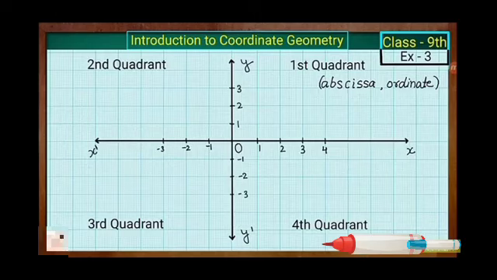When these two lines intersect each other, they make four sections. These are called the quadrants. This is the first, second, third and fourth quadrant. You can see here, first quadrant, second, third and fourth quadrant. In the first quadrant we will represent the abscissa and the ordinate. X is called the abscissa, y is the ordinate.